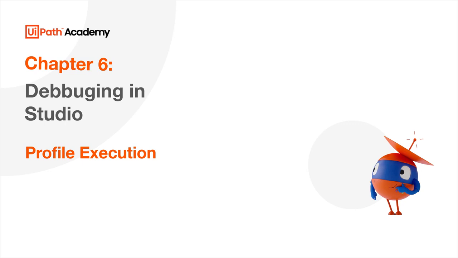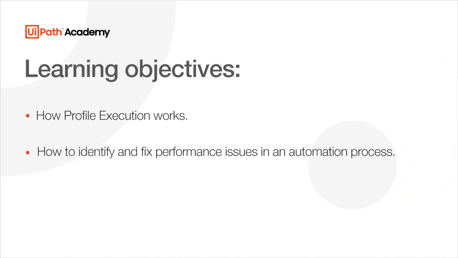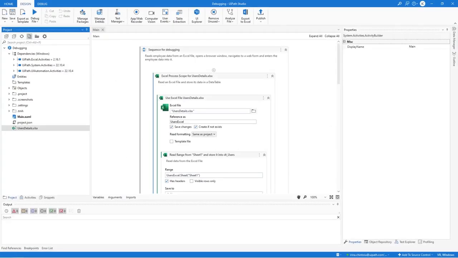By this point, you should be familiar with all of the debugging actions and how to use them effectively. The profile execution topic that we're covering in this demo is the final piece of the puzzle for achieving a great debugging experience. This video will uncover how profile execution works, how to identify and fix performance issues in an automation process. Let's begin with a quick overview.